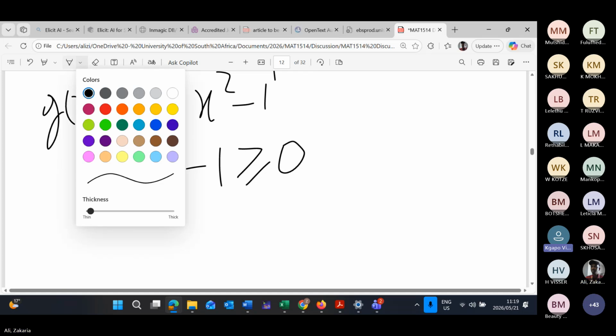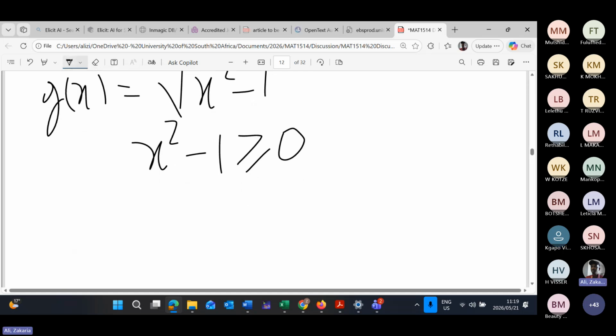...or equal to positive 1. Okay, is that what you want? So he says x squared greater or equal to 1, and then? Then you square root both sides, which means it's going to be x is equal to the square root of 1. Yeah, I'm going to write it in red.